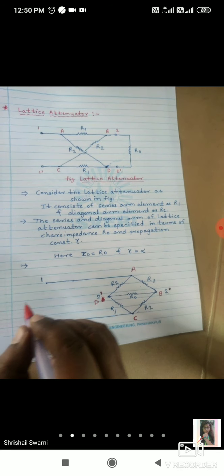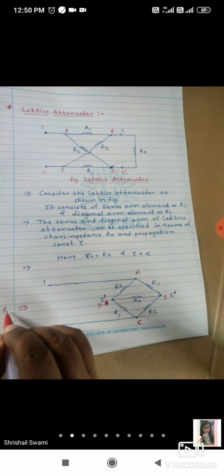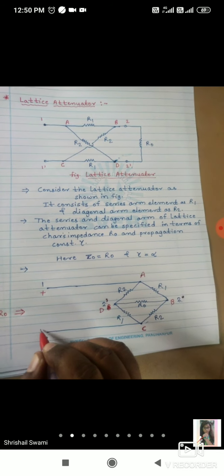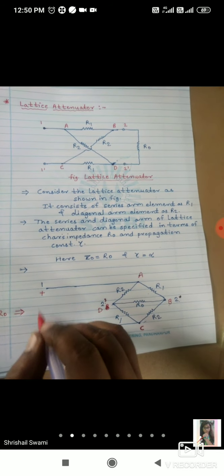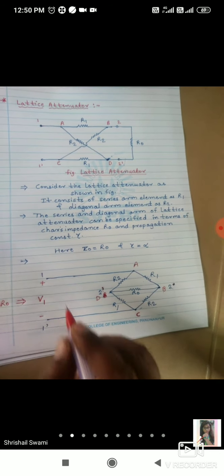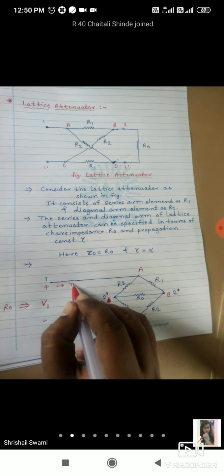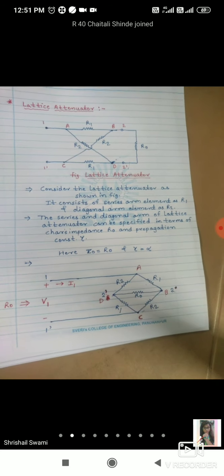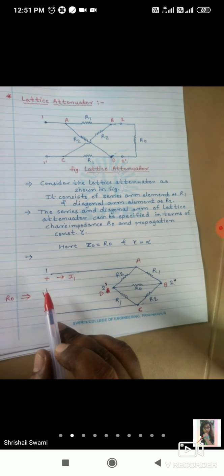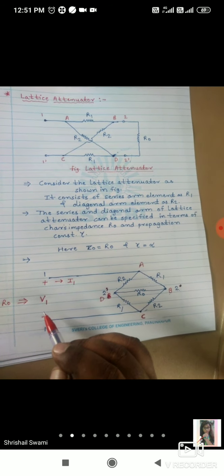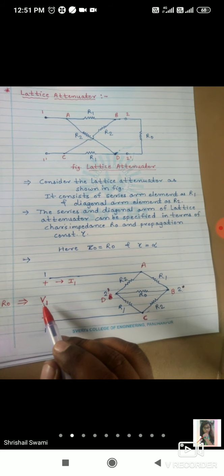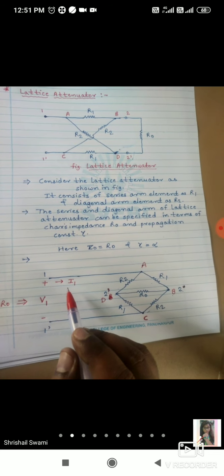Now the characteristic impedance or equivalent impedance I will take as R0. The voltage if you are applying at port 1 dash is V1. Suppose I applied this voltage V1, and due to V1 the total current starts to flow. Consider this assumption that I have connected the voltage source V1 at port 1 dash, and due to this voltage source V1 the current started, that total current is I1.